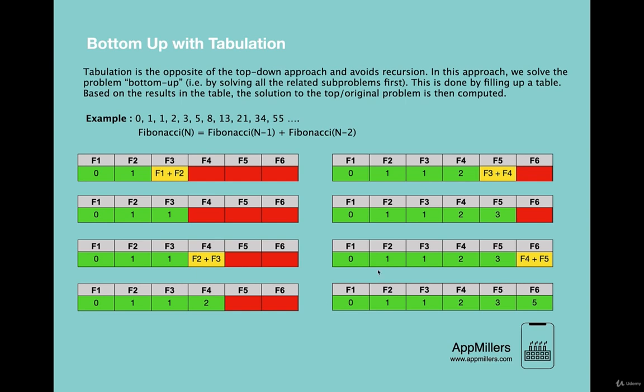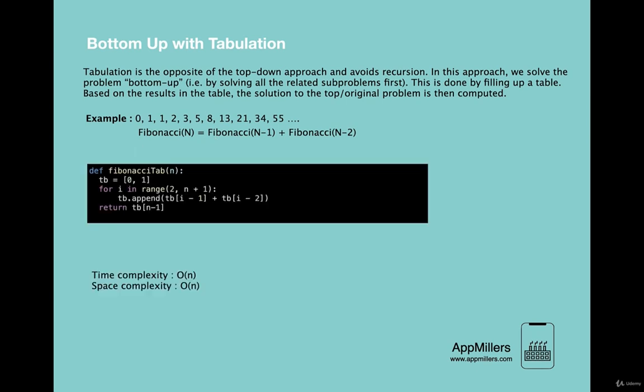So as you see, in case of bottom-up with tabulation, we find the smallest problems, then we continue to the bigger problem. Now here you need to take into account that we are avoiding recursion. So when we avoid the recursion, the time complexity improves efficiently. Now based on this logic, let's see what the algorithm of bottom-up approach looks like.